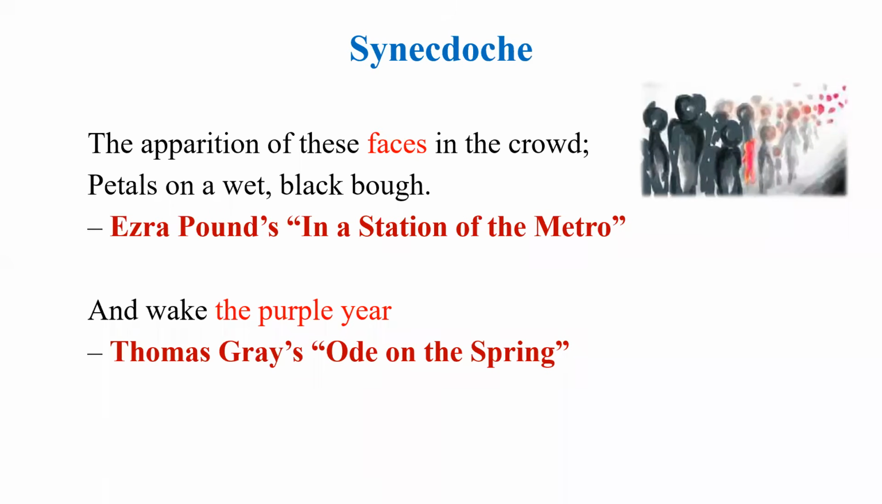So now Thomas Gray, instead of saying spring, he says the purple year. So year is the whole, but he is referring to only the part, only one season. The purple year refers to spring. Instead of saying spring, he says the purple year. So that's a description, purple. So this is whole for the part: year for a particular season. So this is also synecdoche. These are the examples for part for the whole and whole for the part.